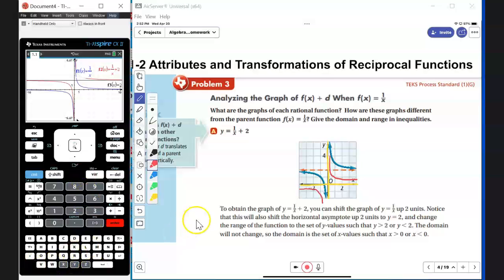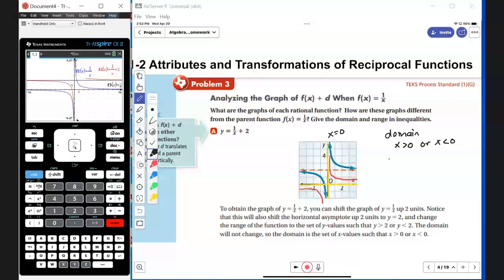So it's asking what is the domain and range? Well, to obtain the graph, you can shift the graph up 2 units. Notice you also shift the horizontal asymptote, which we said. The vertical doesn't change. So the domain will not change. So the domain is still going to be, and you can write this down, domain is x greater than 0 or x less than 0. Why? Because of the vertical asymptote, x equals 0.